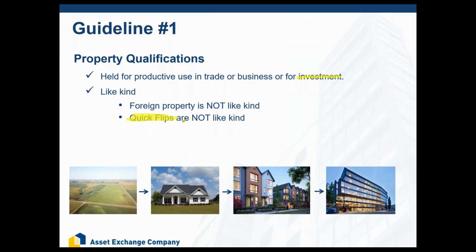Now, if you're a flipper and you're thinking, well, geez, that's a bummer, I want to do an exchange. Well, when you're done with your project, put a tenant in there and collect rent from that tenant for 1 or preferably 2 years and then sell it. Because once you've done that, you've seasoned the property as an investment and it will qualify for 1031. Does that make sense?